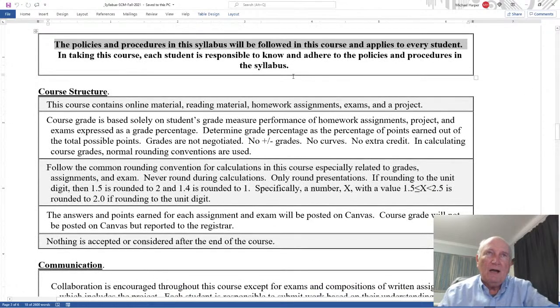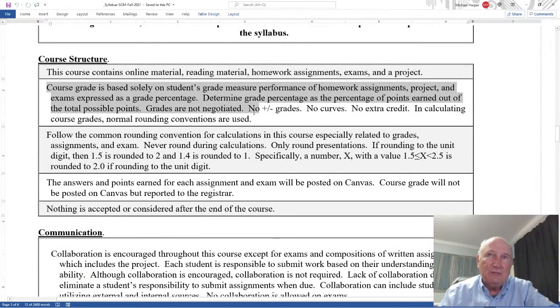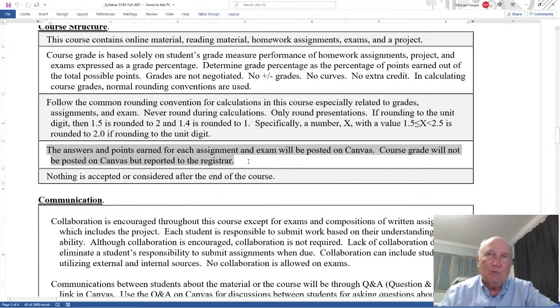Okay. Course structure. The course contains online material. You'll see on my website reading material, homework assignments, exams, and a project. Again, I've already mentioned the course grade is based solely on your performance. Here's the rounding that I've talked about, the answers and points earned.